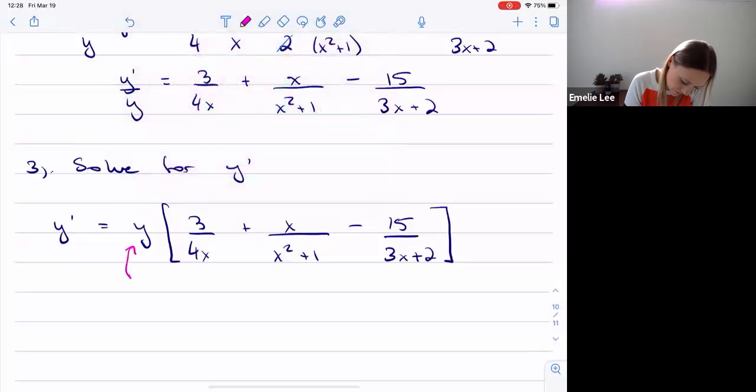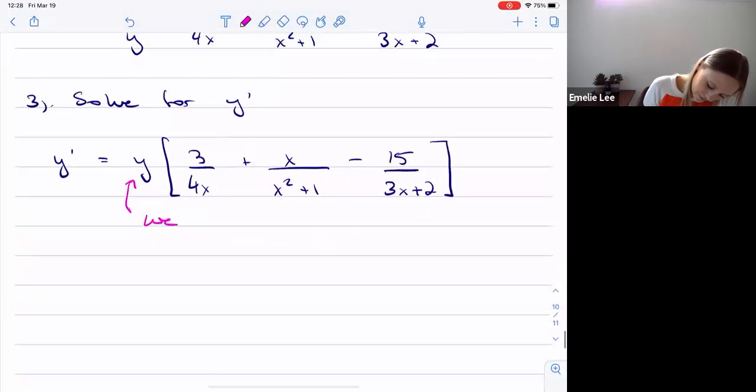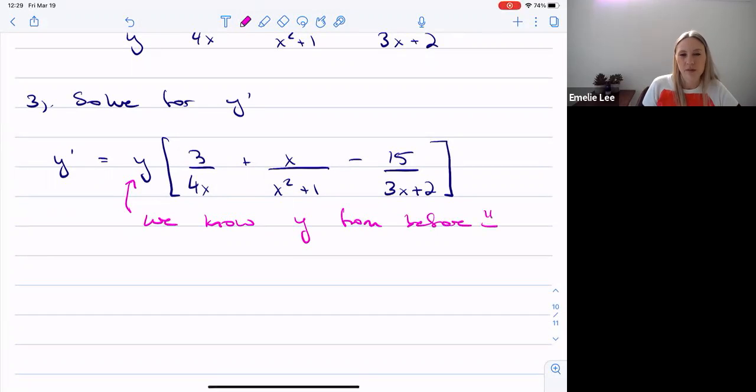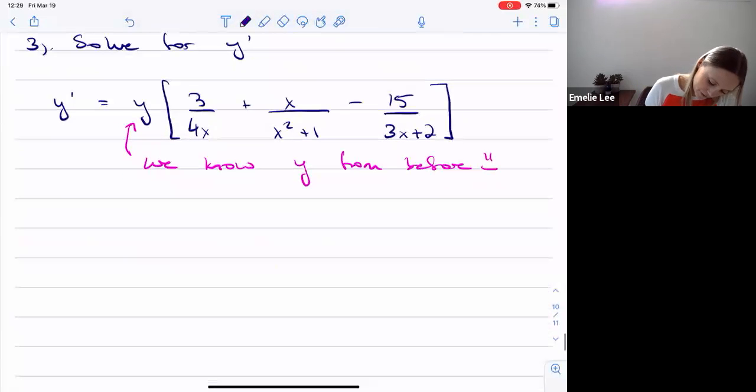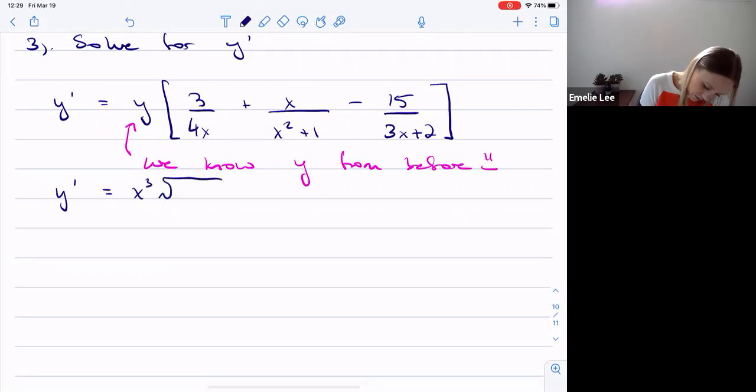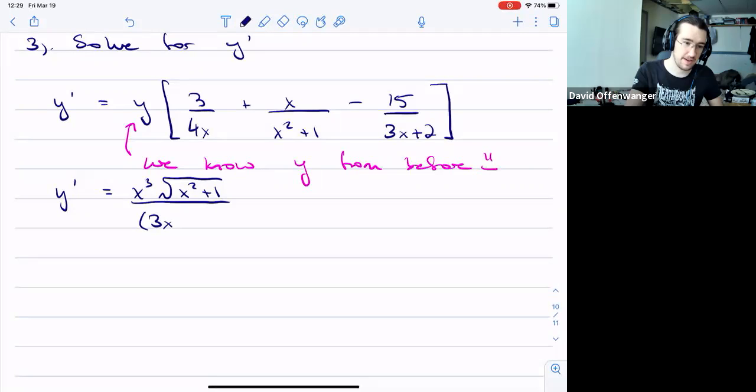Here, we know y from before, right? So now I'm going to make that substitution and then we'll be done. So then y prime is y, which was x to the 3 times the root of x squared plus 1, x to the 3 divided by 4.